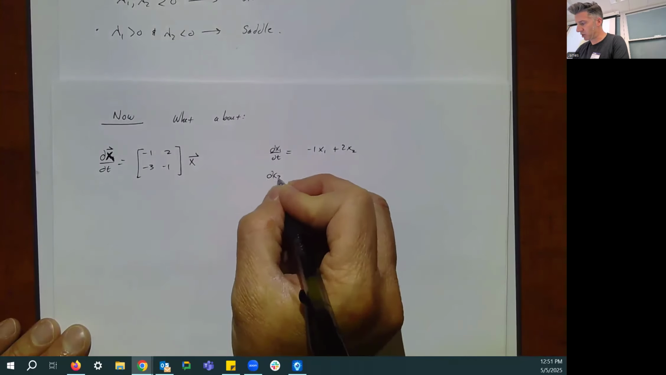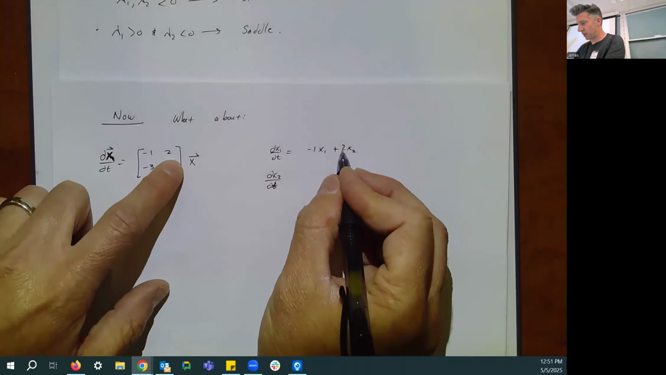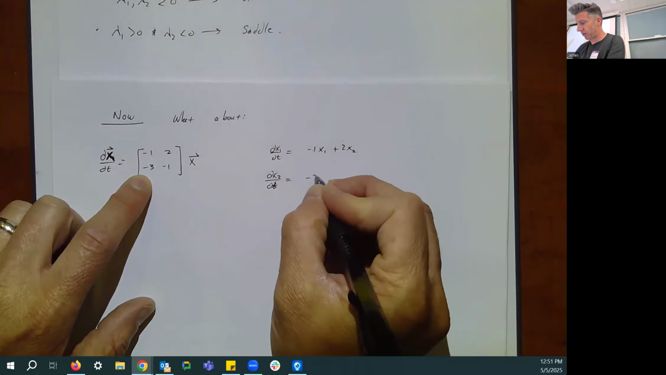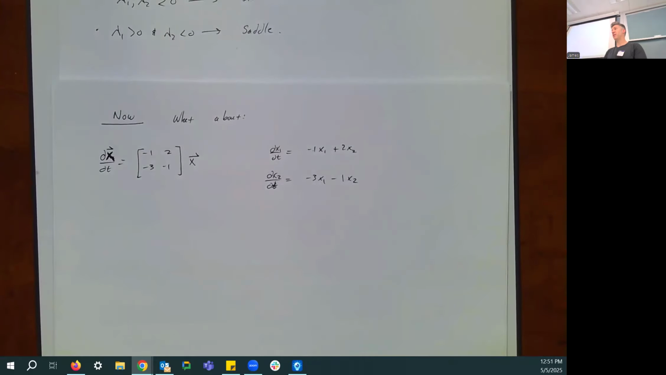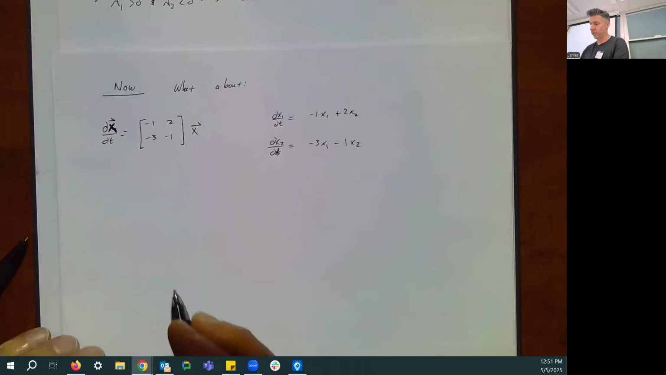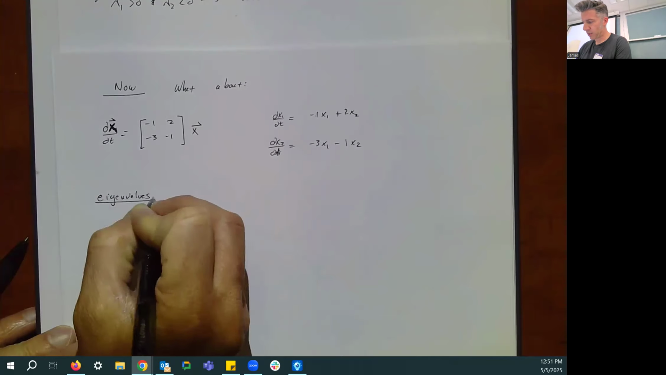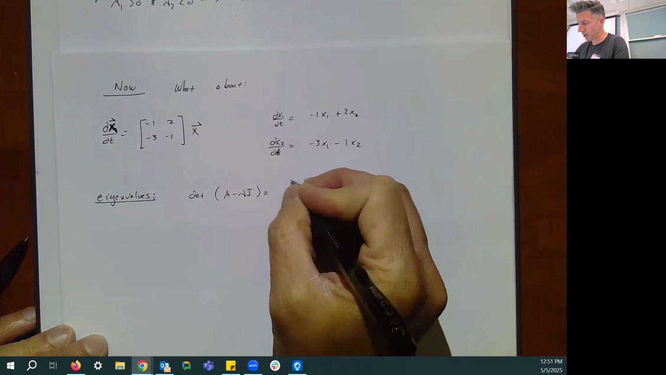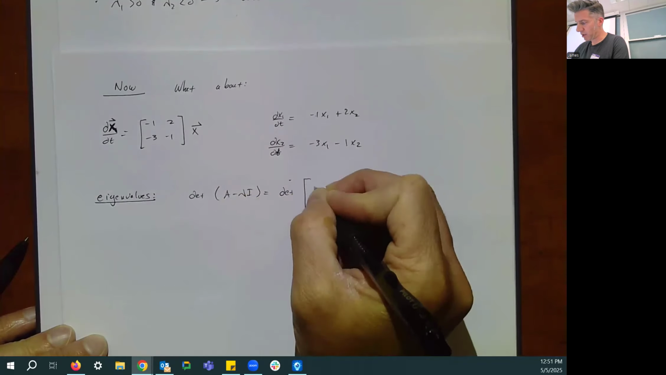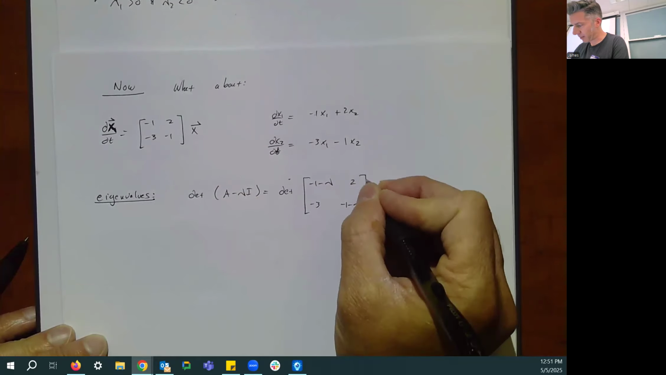So we know that we have these 2 equations. dx1 dt equal to -1 times x1 plus 2 times x2. dx2 dt equal to -3 times x1 minus 1 times x2. Now we're going to talk about finding the solutions to this system. Well, things look very different now. Because if we try to find the eigenvalues, determinant of A minus lambda I is going to be the determinant of -1 minus lambda, 2, -3, -1 minus lambda.